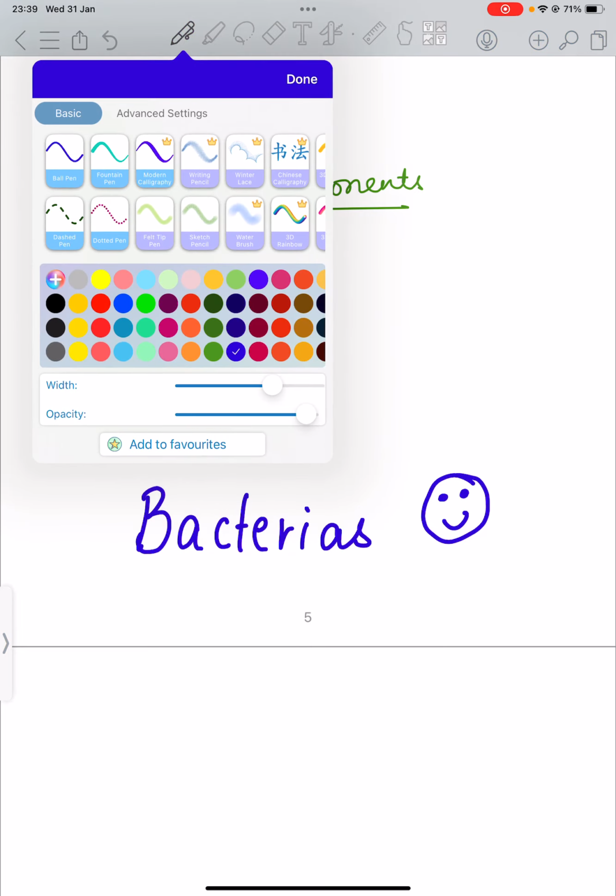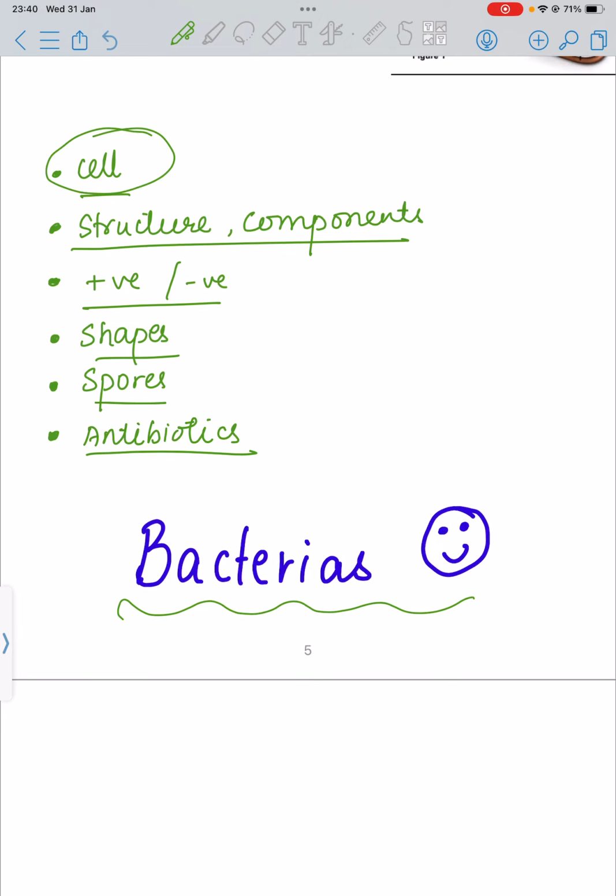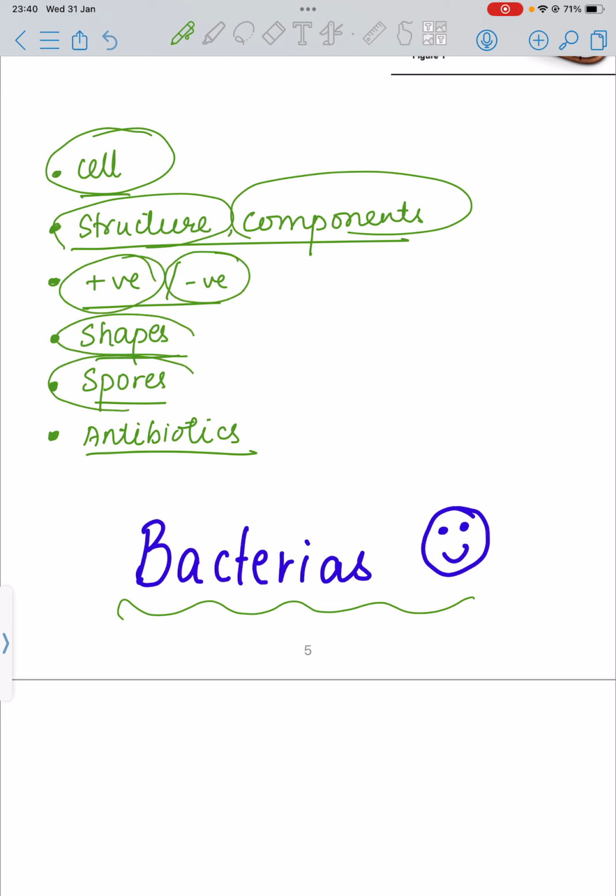Hello everyone, welcome to this session regarding bacteria. Today we'll discuss the cell structure, components, the types, positive and negative, shapes, spores, and antibiotic related topics.